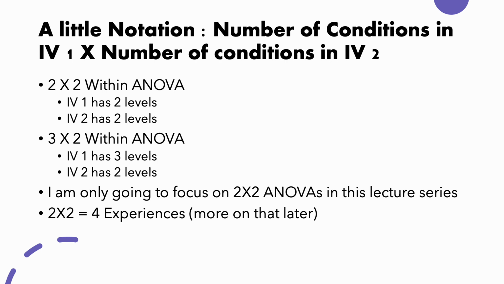Imagine we had 3 groups for independent variable 1 and 2 groups for independent variable 2. We would have a 3 by 2 design because there are 3 groups in independent variable 1 and 2 groups in independent variable 2. If we had 2 groups in independent variable 1 and 3 groups in independent variable 2, we would have a 2 by 3 design. In this video series in this class, I am only going to use 2 by 2 designs. If you find yourself in need of an analysis with larger designs like a 3 by 2, we should do this together as it gets more complex.